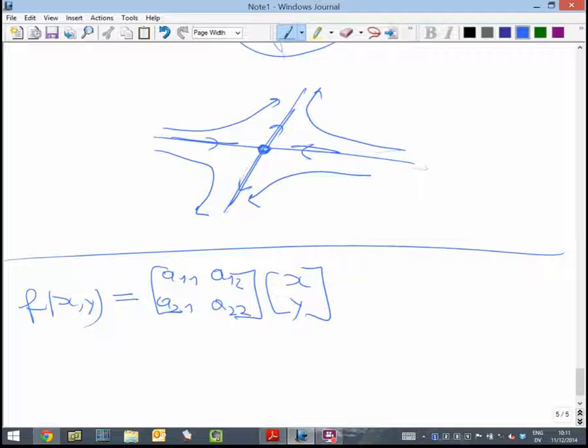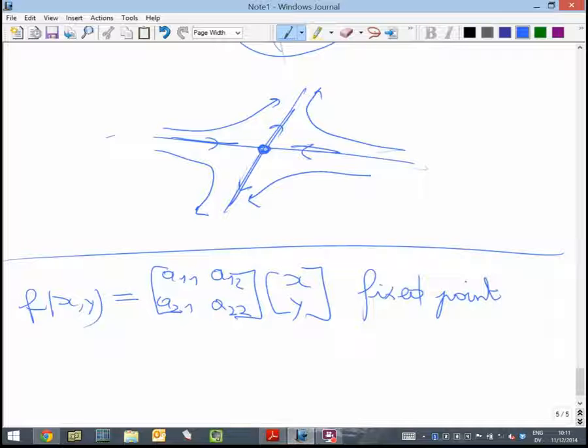So let's say that these are the linear systems that we're going to study. What is a fixed point of this particular linear system? So a point, if you multiply it with a matrix, you get exactly the same point back, the same value back.